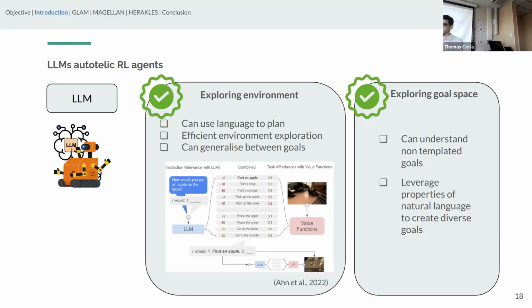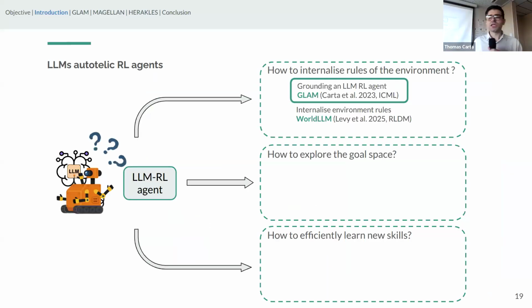Here, we want an agent that is able to explore both its environment and the goal space. And an LLM, thanks to its knowledge about the world, can leverage it to plan and to efficiently explore the environment. And they can also generalize between goals inside the goal space. They can also be used to explore the goal space, as they can understand non-completed goals, and they can leverage the properties of language to generate new interesting goals. So that's why I became interested in this thesis in LLMs as autotelic RL agents.